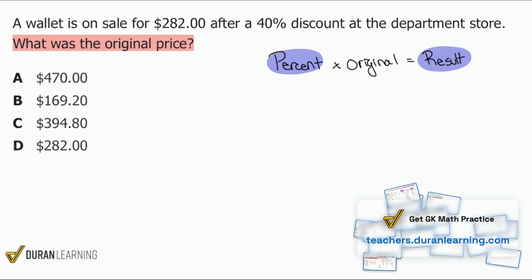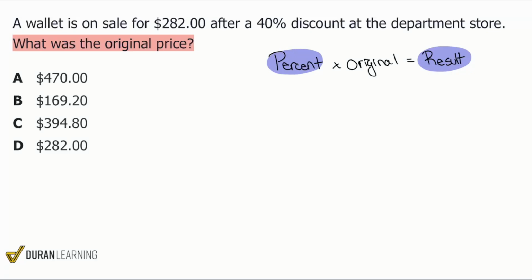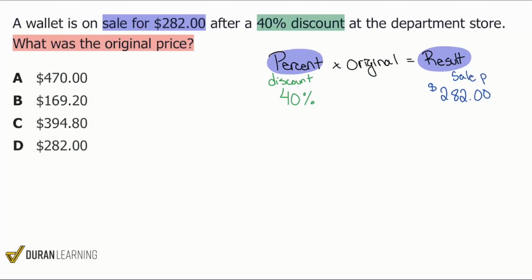Let me show you what most people get wrong about this from the jump. Most people take a look at this and say, hey, we have a 40% discount, so I'm just going to throw in 40% right there. And that represents the discount. And then on the right side, I see my number over here. It's on sale for $282. So I'm going to throw $282 right over here. And this was the sale price.